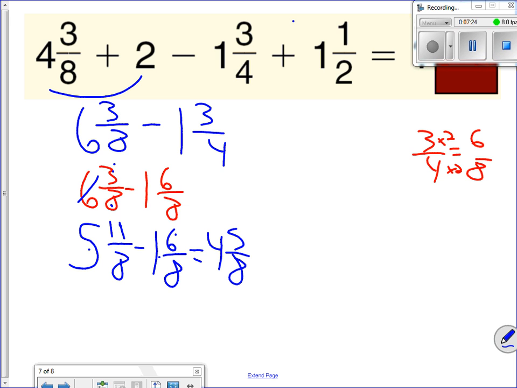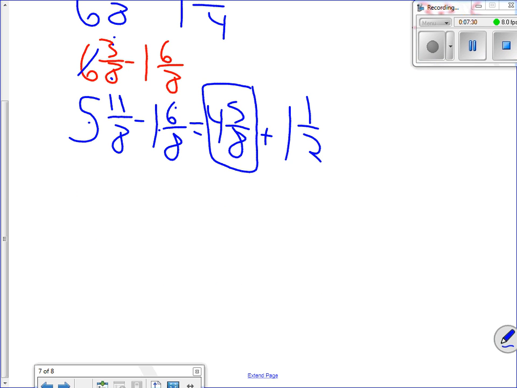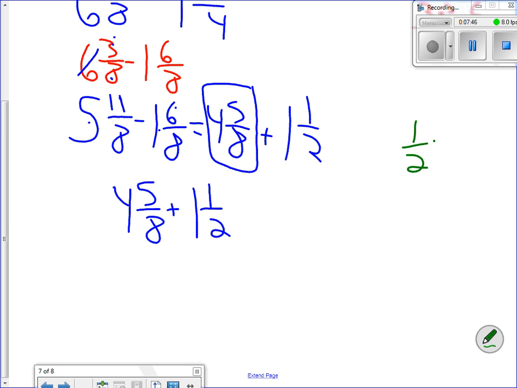I'm not done with the problem, though, because I have to add this 5/8 plus 1.5. 4 and 5/8 plus 1.5. Once again here, I have to find common denominators. 8 and 2, they both go into 8, so I'm going to change half into 8.